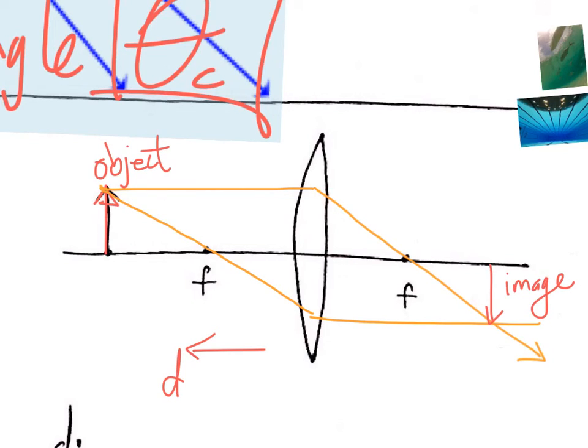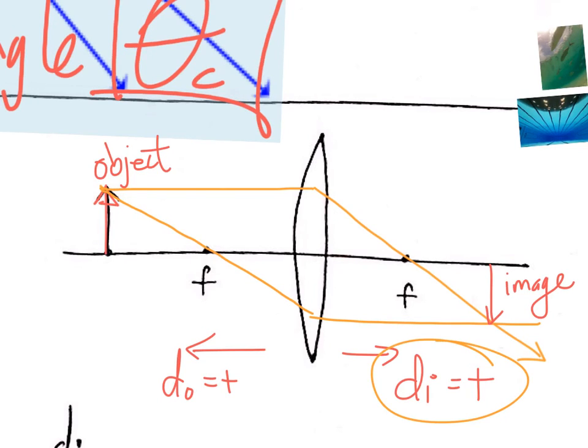Over here, this will always be where the object is, and that's positive. And because we expect light to pass through, the distance to the image on this side is positive as well. So that's the only difference right here, in that when light actually passes through and ends up over here, we say that the distance to the image is positive. Okay, that's it for lenses and refraction.